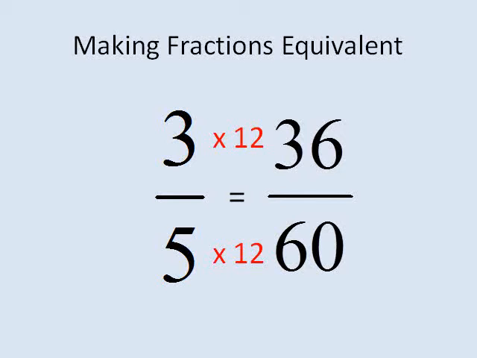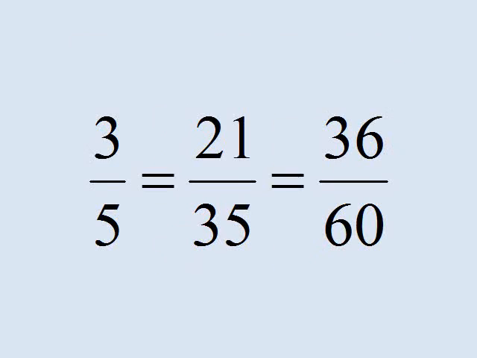36/60. 3/5 and 36/60 have the same value and are equivalent fractions. The 3 fractions are equivalent. Division will also work to make equivalent fractions, but for now, let us only consider multiplication to make equivalent fractions.